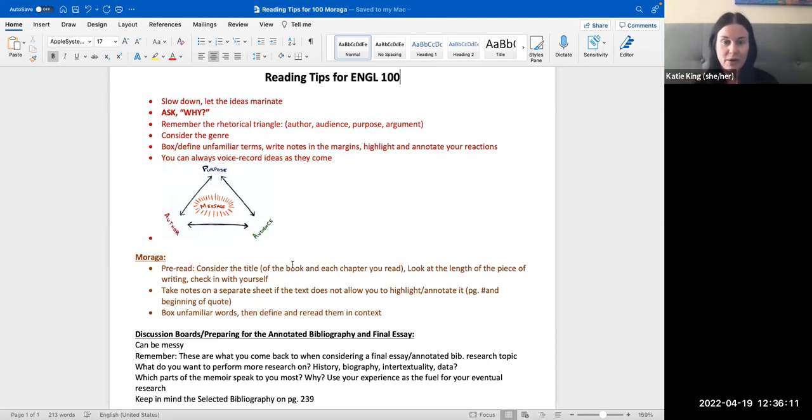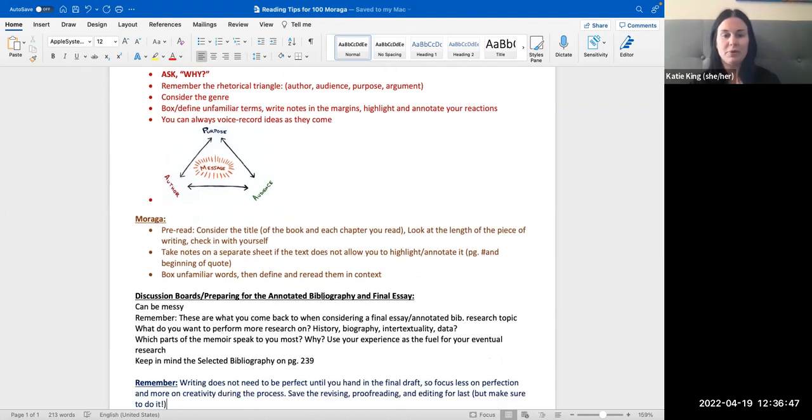And then again, whenever you encounter an unfamiliar word or phrase or historical happening or name, box it, look it up, do some cursory research. And again, by cursory research, I mean the stuff that's not going into the final essay, a quick Google search or a quick Wikipedia that may not be to the level of academic research, but at least it helps you contextualize what you're reading. You can do that and then reread in context. Also keep in mind the discussion boards.